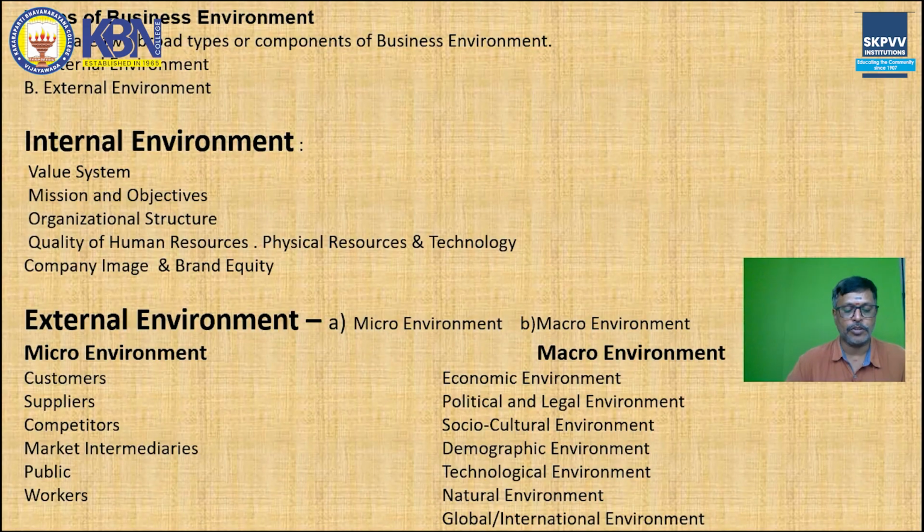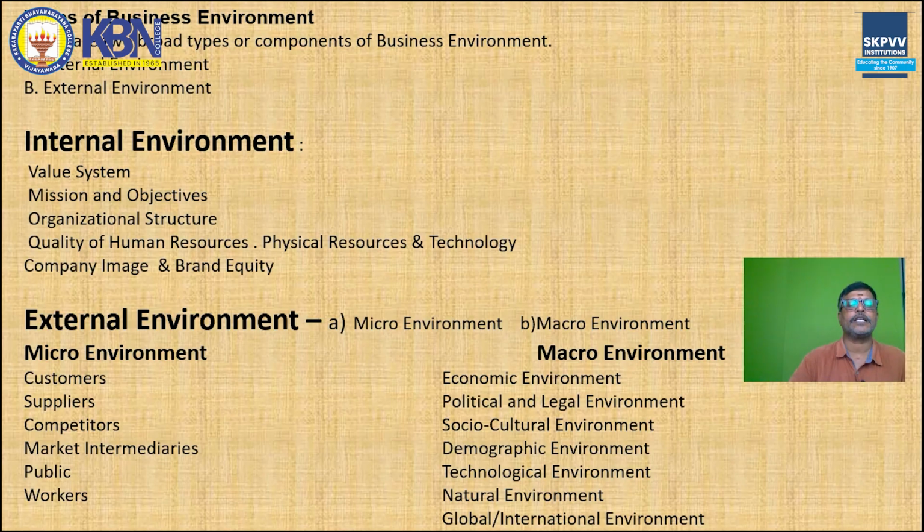For example, the value systems of Infosys and Tata. Infosys views its employees as its key resource. It also provides innovative compensation and benefit packages such as training, asset acquisition, and loans. Other internal environment factors are mission and objectives, organizational structure, quality of human resources, physical resources and technological resources, and company image and brand equity. And another one is the external environment.